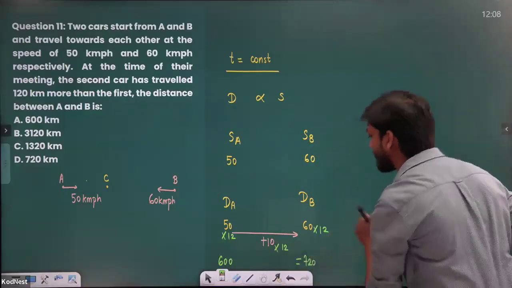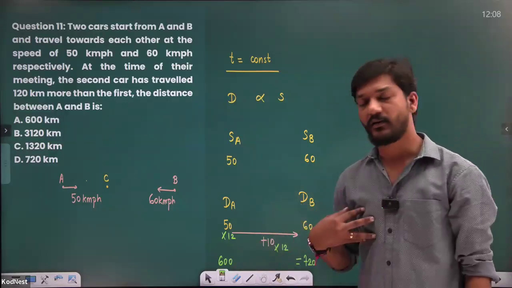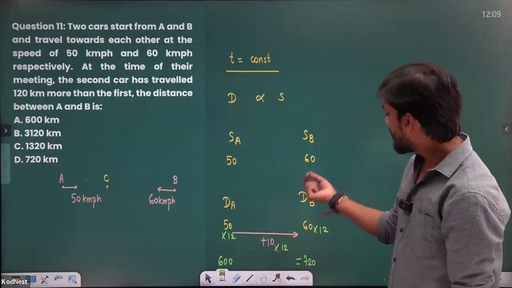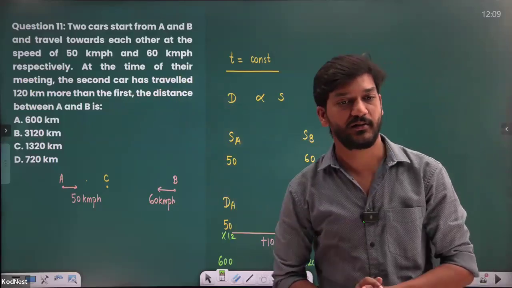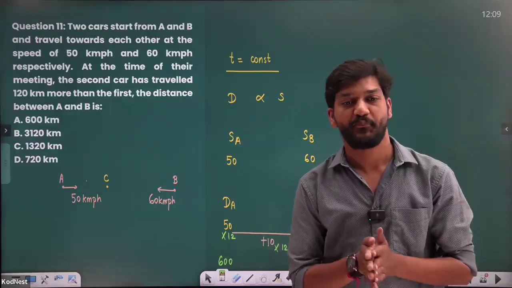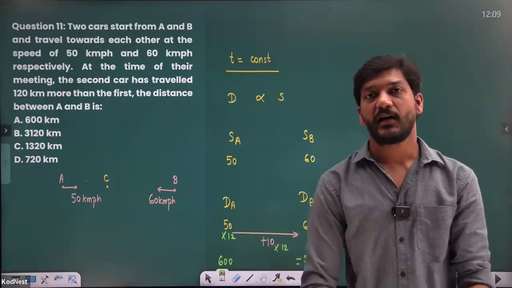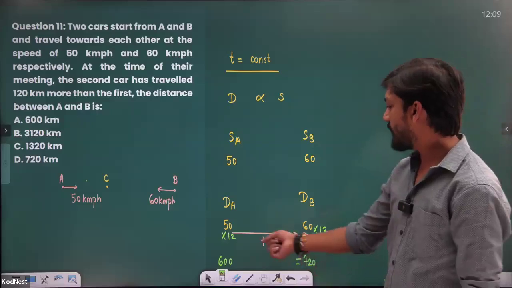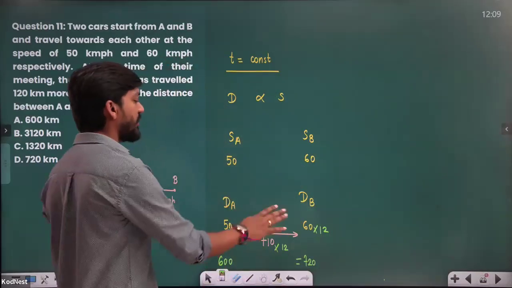Now check please. The ratio part is done now. These are actual values I'm saying. So please confirm, the second car has traveled 120 kilometers more than the first, yes or not? Yes. The second car has traveled 120 more than the first one. Okay. So the question is done.